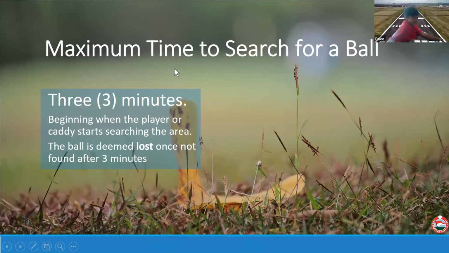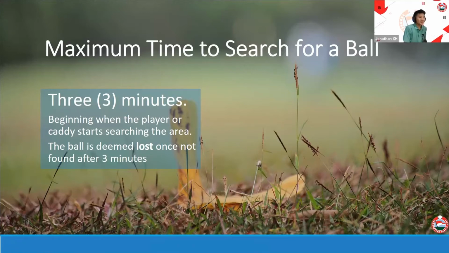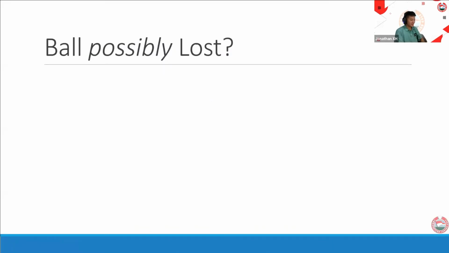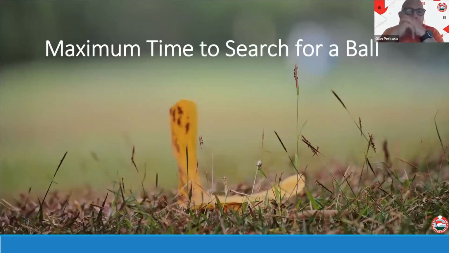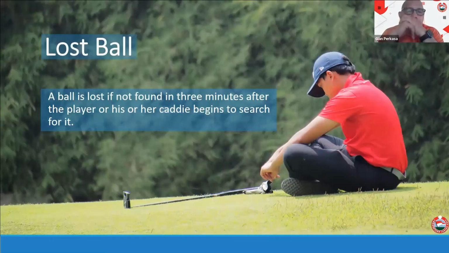Yes, thank you. Now we will define lost ball clearly. So, here we go. We'll do this first. So if you think your ball might be lost, please hit a provisional ball. Now, I didn't put this here, but we'll use this slide as I'm talking. So, a ball is lost if it is not found in 3 minutes after the player or his or her caddy begins to search for it in the general area.